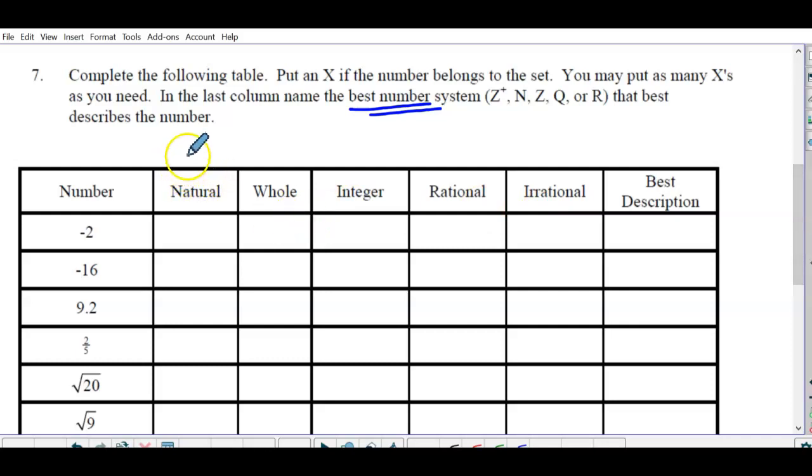So remember natural numbers. I'm just going to put the notation here. Z with a plus for IB. Whole is N. Integer is just Z. This is Q. This is Q with the bar. So not a natural number, not a whole number, but an integer. These three are involved in rationals. These are separate. So you're never going to put an X in both of these. Integer is part of rational. The best description is the most specific, and this goes from most specific to least in terms of rationals. Irrational would be separate. So this will be integer. I'll just use the notation. This is very similar to negative 2. So that's an integer, rational, integer.